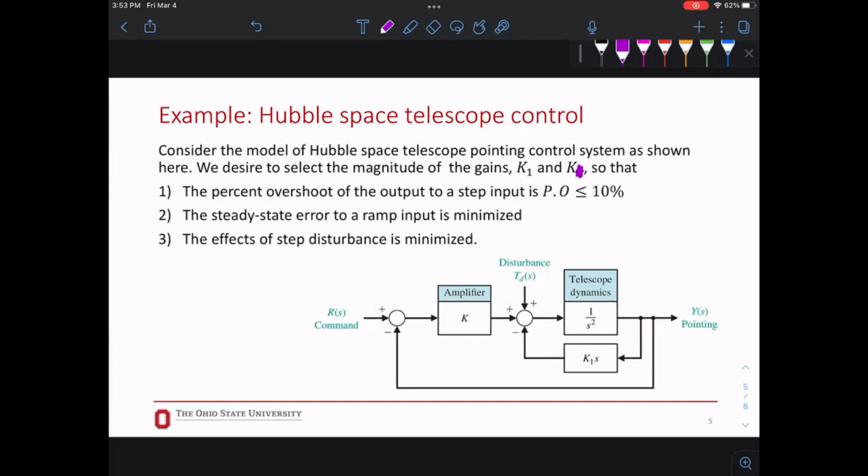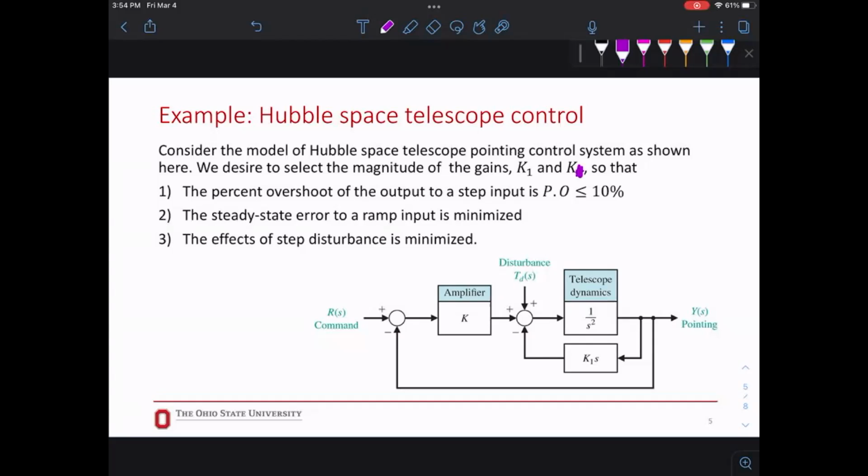So K1 is the inside loop, right? So there are two controllers here. You could have inner loop controllers. There is one inside, which is not the controller per se, it's kind of the effect of your feedback. And then you have a K that's your amplifier, your controller, right? So you're being asked to define these values so you can meet some requirements. One is the controller, one is how you're modeling your sensor basically.